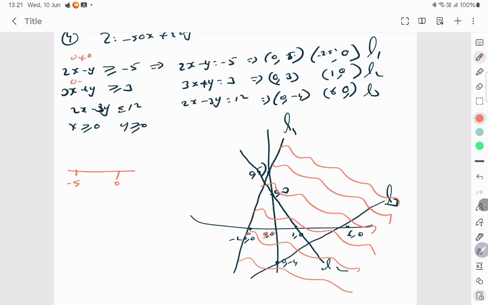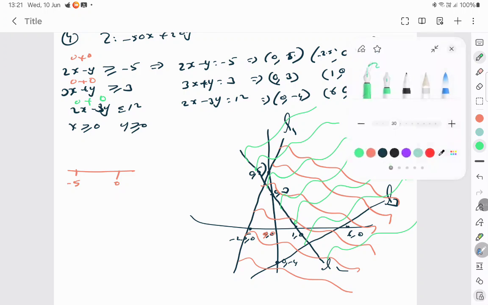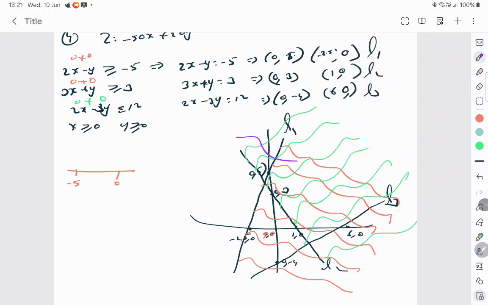Let's take line 2, put origin. Is 0 greater than 3? No. So for line 2, the other side has to be shaded, not the origin side. For line 3, put 0 plus 0. 0 is less than 12. Yes, for line 3, the origin side can be shaded. I'll use a different pen so that we have clarity over the shaded portion.